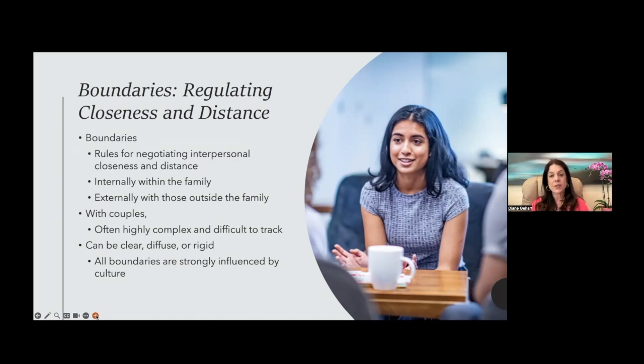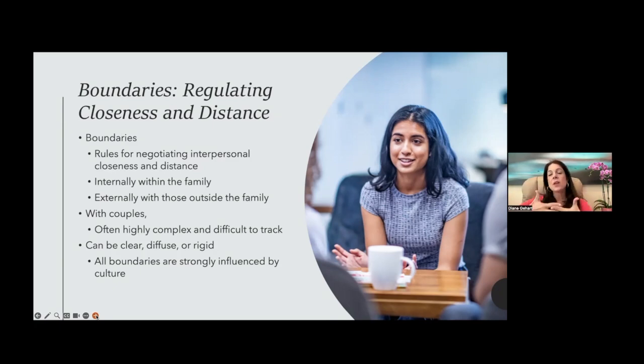And all boundaries are very strongly influenced by culture, gender norms, social class, education level, all of those sorts of things. So clear boundaries would mean there are no symptoms, okay? So if everyone in the family system is clear, we would expect virtually no symptoms. So you want to be careful. Sometimes my students check all those boxes. I'm like, yeah, not likely.